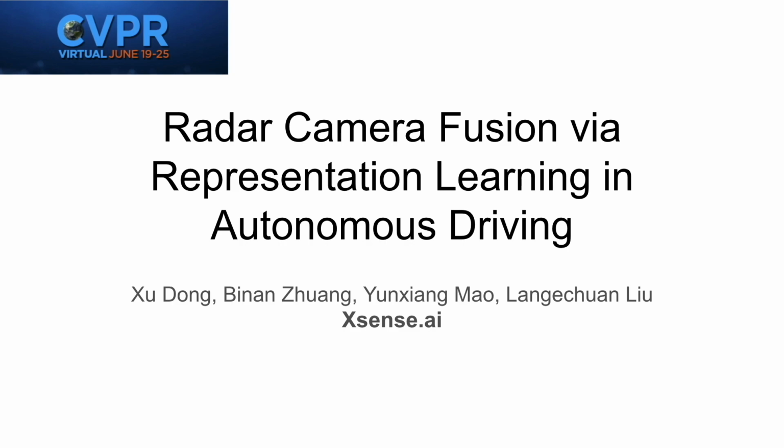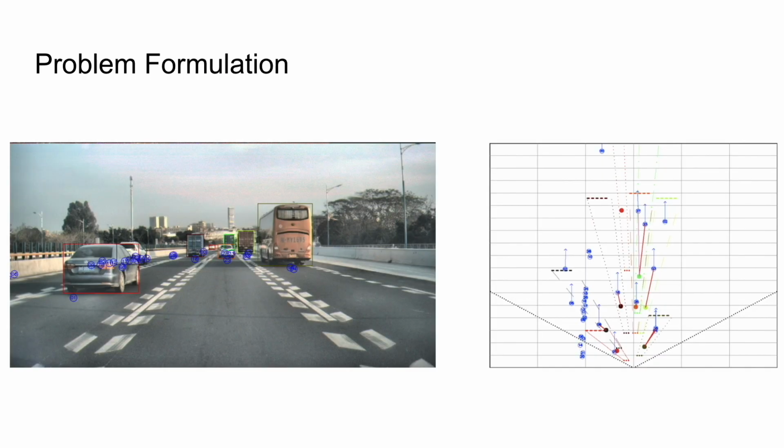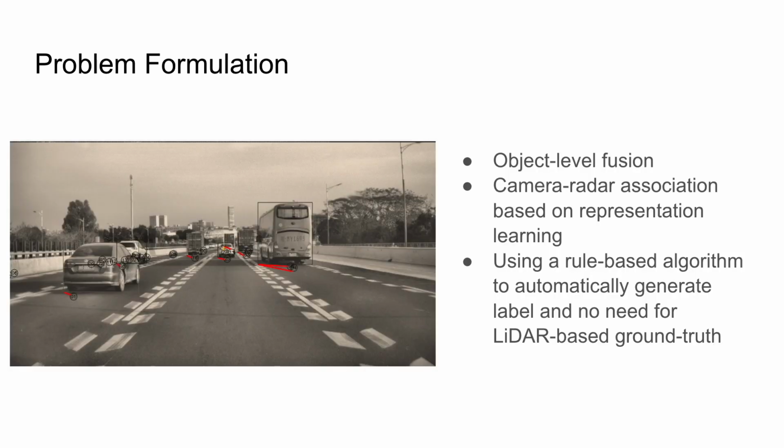We will talk about our study on radar camera fusion via representation learning in autonomous driving. As a formulation of the radar camera fusion problem, we are given a camera image and a bunch of detected vehicle 2D bounding boxes and a bunch of radar pins. Our goal is to make the associations between the 2D bounding boxes and the radar pins if they correspond to the same vehicle in the scene. The desired association relationships are highlighted as red lines in the image.